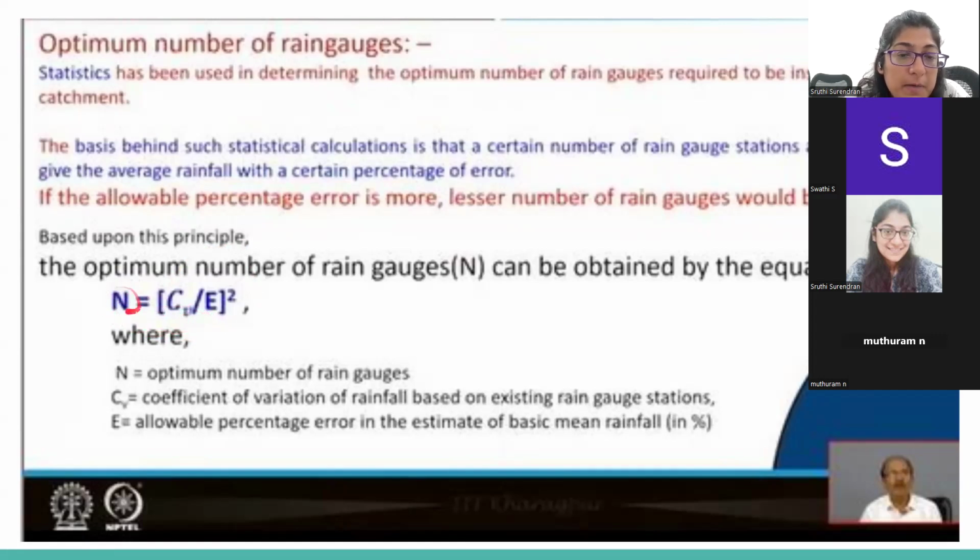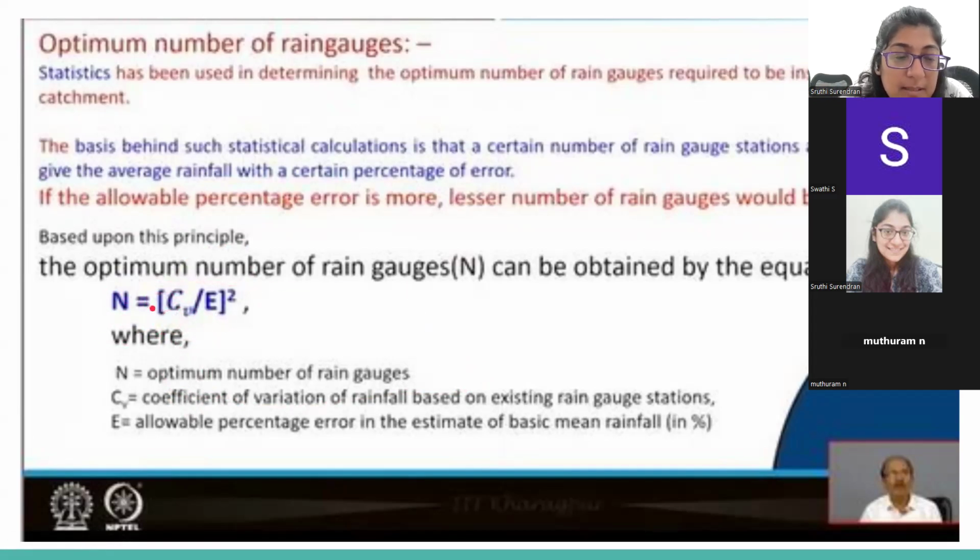Here N is the optimum number of rain gauge stations, rain gauges that is required. CV is the coefficient of variation of rainfall. I'll show you the formula of obtaining the coefficient of variation. For this question, it is already given. So you just need to use this equation.